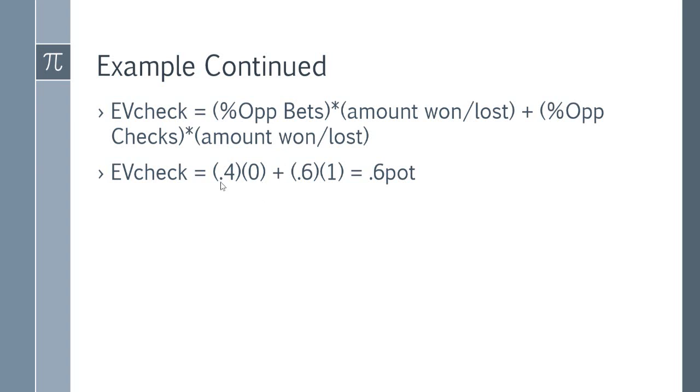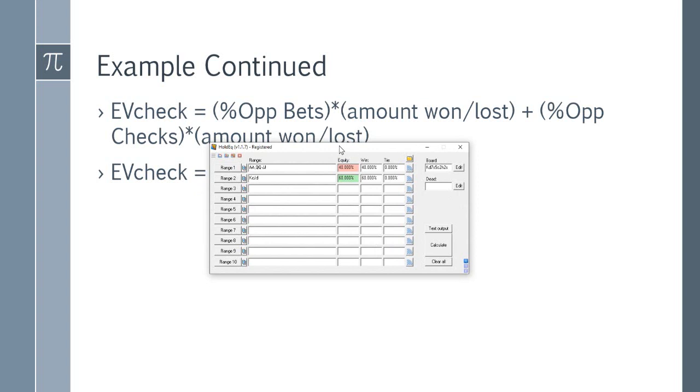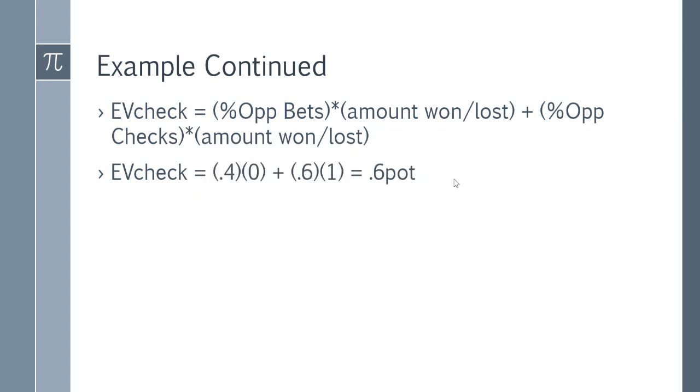So you can see that the opponent is betting his aces 40% of the time, because we know that that's his range here of hands that are ahead of us. When he bets those aces, then we are going to win or lose nothing because we just fold. The equity of folding is always 0.